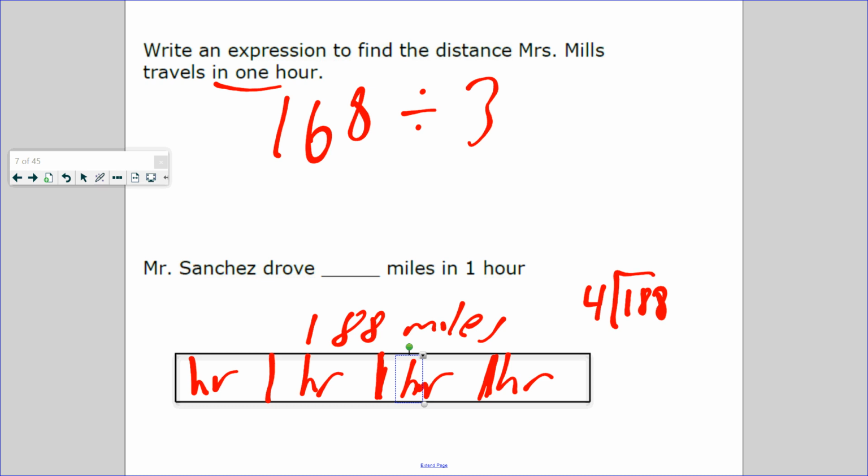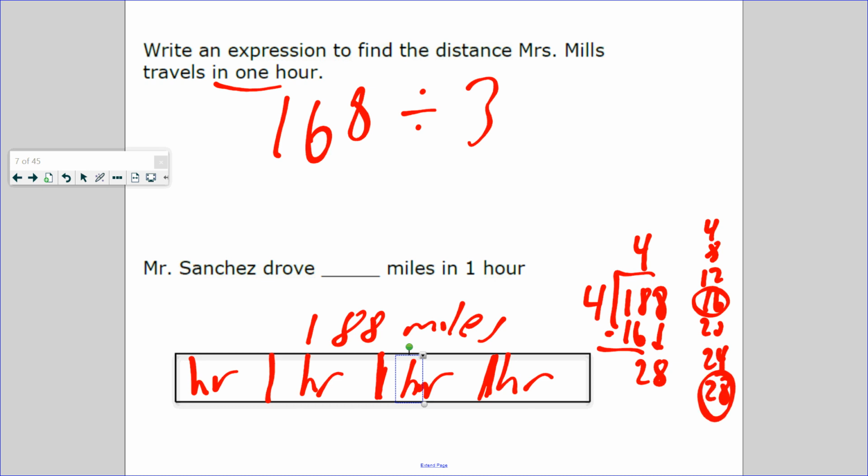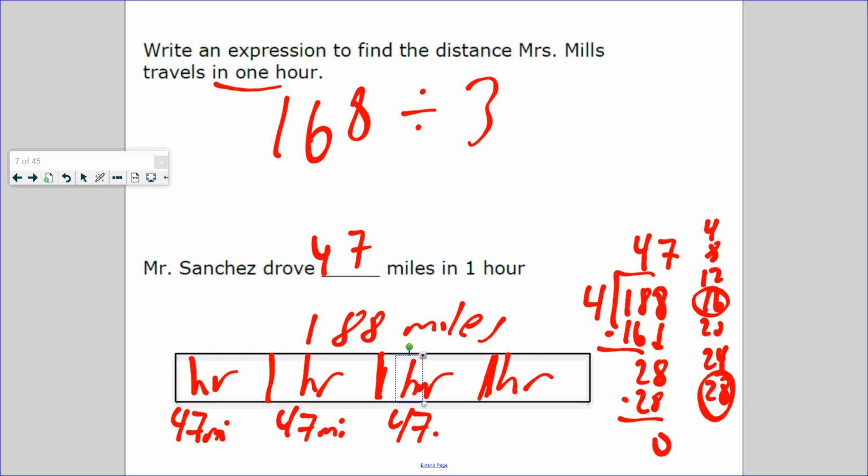So 4 goes in 18: 4, 8, 12, 16, 20. 4 times. 18 minus 16 is 2. Bring down the 8. 4, 8, 12, 16, 20, 24, 28. It goes in 7 times. So each hour, 47 miles, 47 miles, 47 miles, 47 miles. So in 4 hours, he drives 188 miles. Next person.